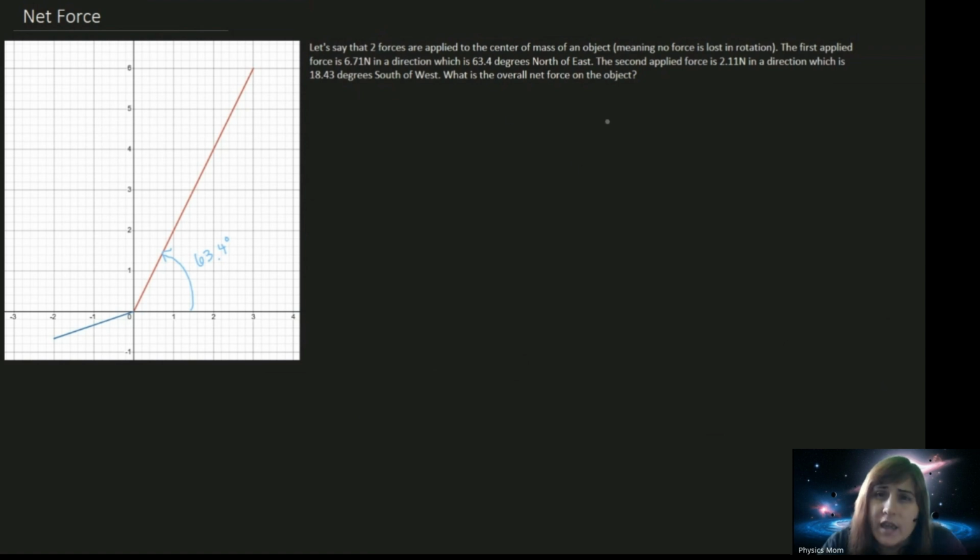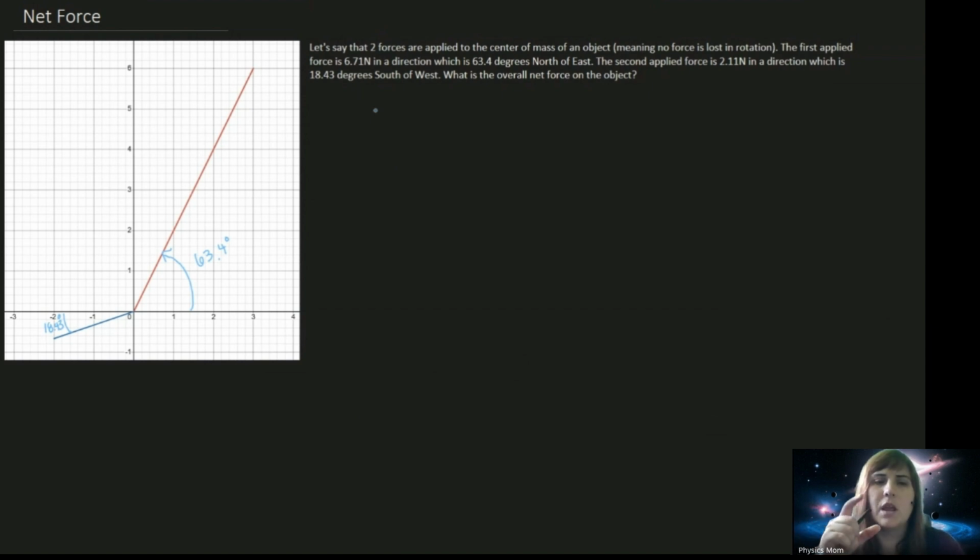Then the second force that is being applied to it is 2.11 newtons in the direction which is 18.43 degrees south of west. That means I take the axis that is pointed west and I go down to the south direction 18.43 degrees. By taking these two vectors, I want to put them in polar coordinates, because that's the form that they're given to me in.